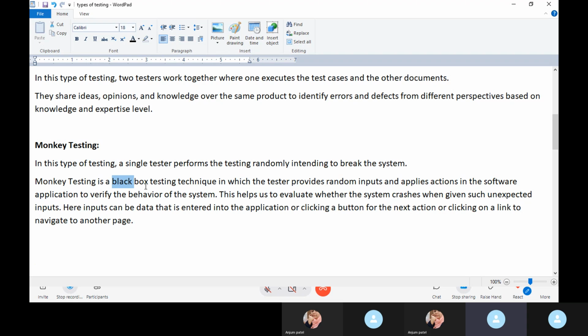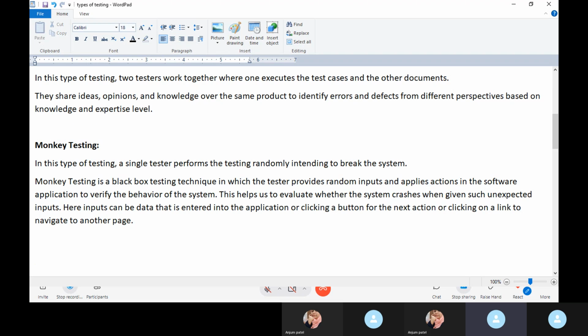Monkey testing again comes under black box testing, in which the tester provides random inputs and applies actions. Like there is a username and password, so randomly you are typing any word on the keyboard, just to check whether your application is getting hanged, or showing some weird behavior. This helps to evaluate whether the system crashes when given such unexpected input.